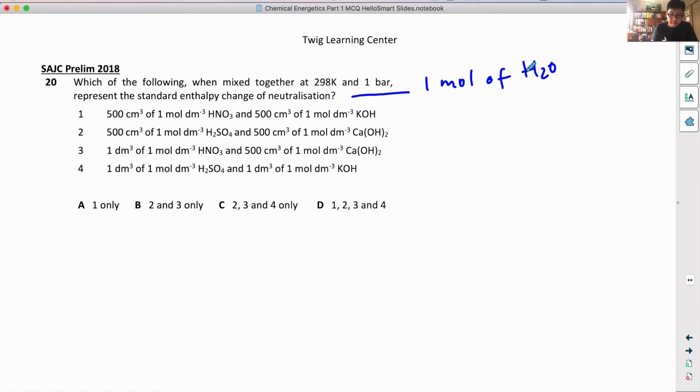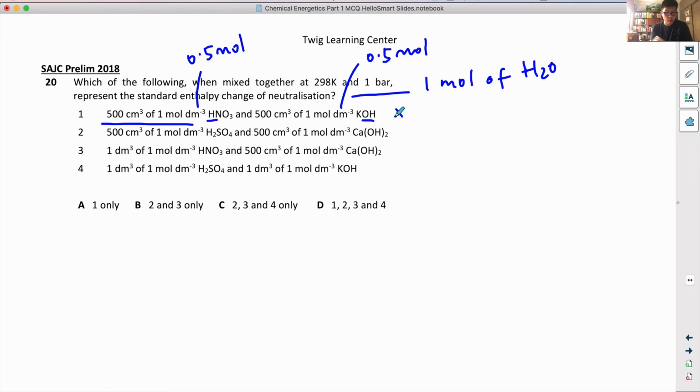The acid is a strong acid, the base is a strong base, but the number of moles of the acid is 0.5 moles, and the number of moles of base is also 0.5 moles. So the number of moles of water formed is only 0.5 moles. So this is out.